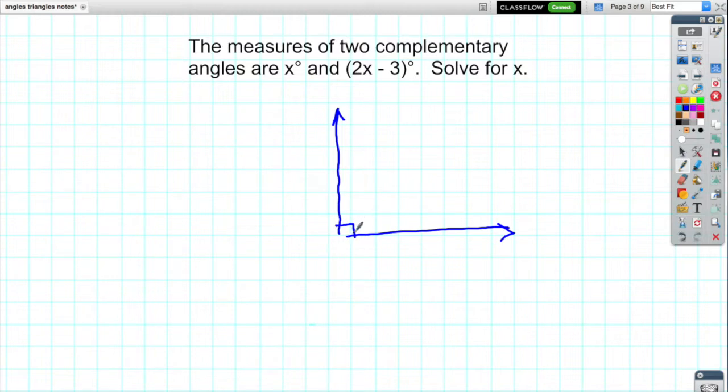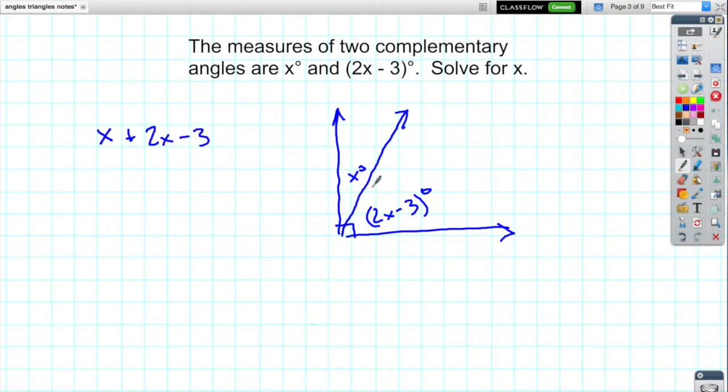So there's our 90 degrees. So one of the angles is labeled x degrees. The other is 2x minus 3 degrees. But the important thing is that we know that these are complementary angles that add up to 90 degrees. So the work that we would show would be the first angle, x, plus 2x minus 3, the other angle, and we know that they're complementary, which means they add up to 90 degrees.